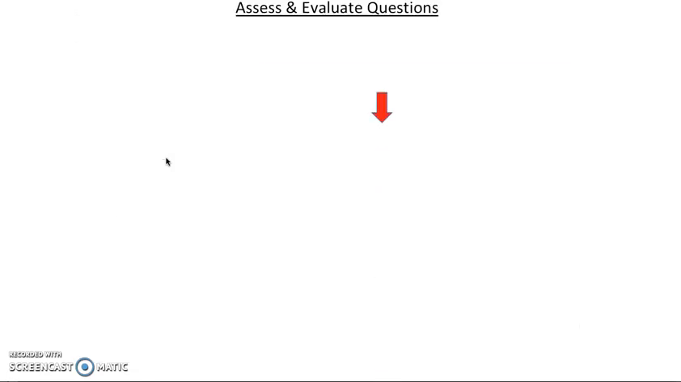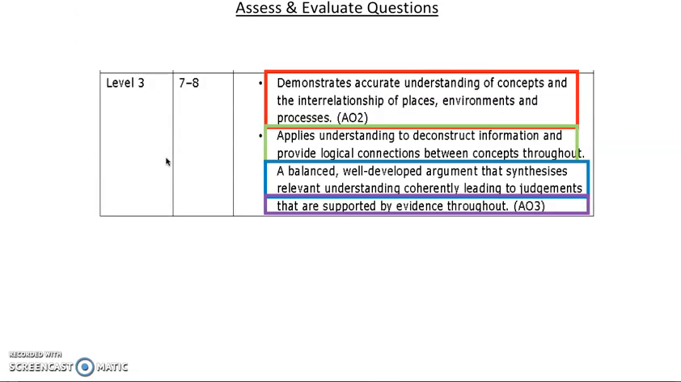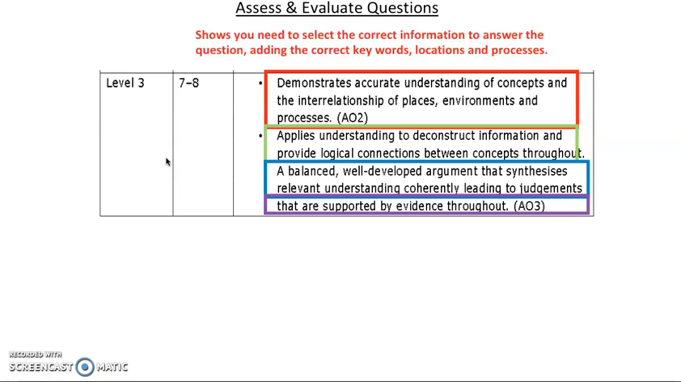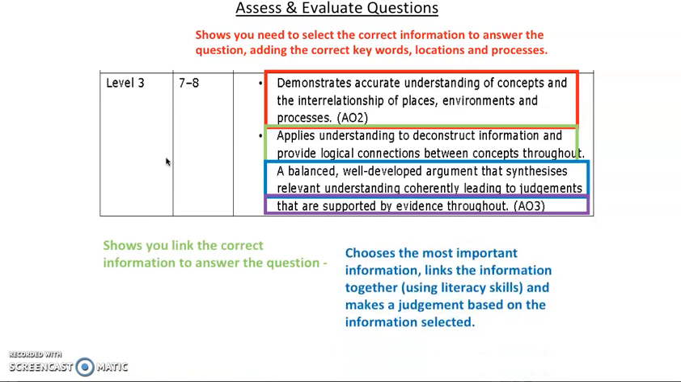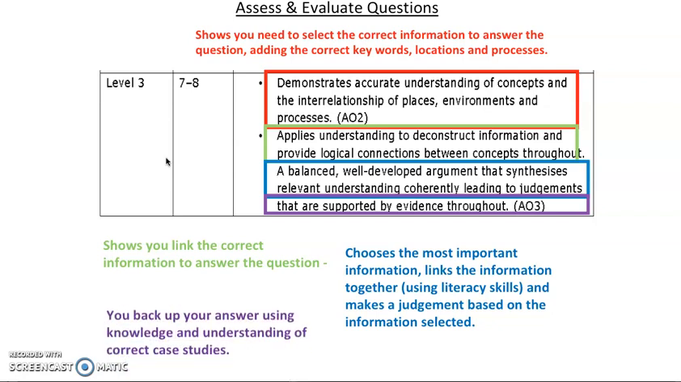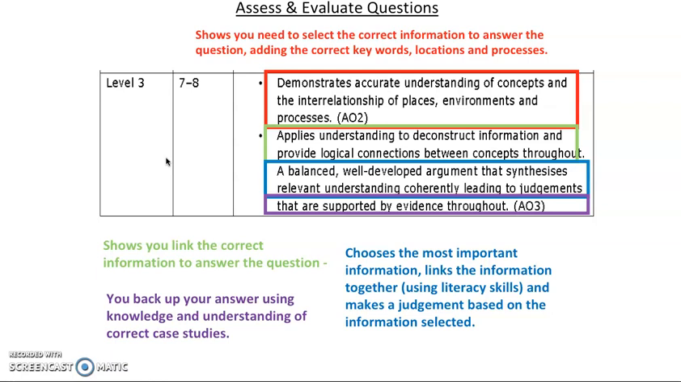And if we look at level 3 in more detail and we start to look at breaking down what it means, we can see that you've got to select the correct information, the most relevant information, using the key terms, the locations, and the right processes which are relevant. You're showing that you've linked this information to answer the question directly and that you've made judgments on it. You are saying most important, most effective, more effective in developed or less developed. You've got to be using that kind of terminology. And again, remembering that you're using this case study information.